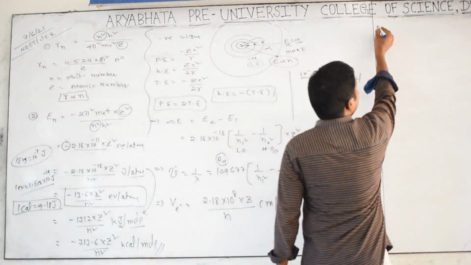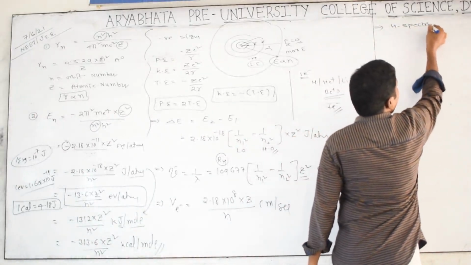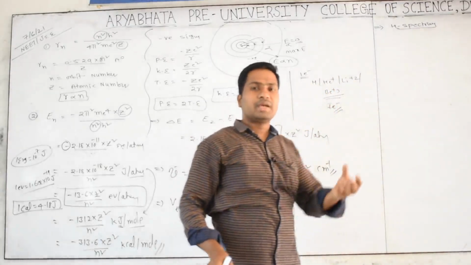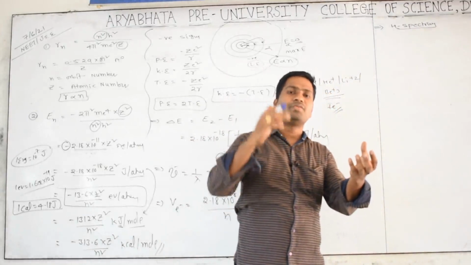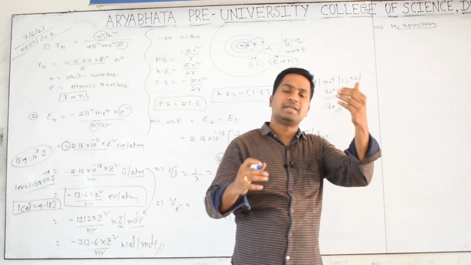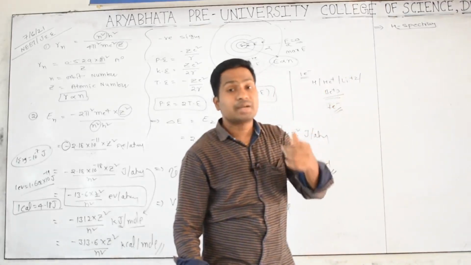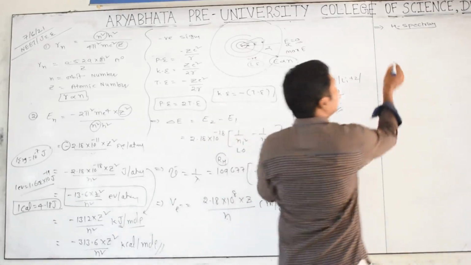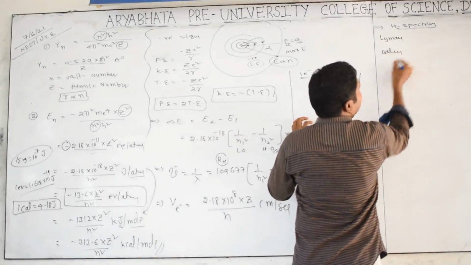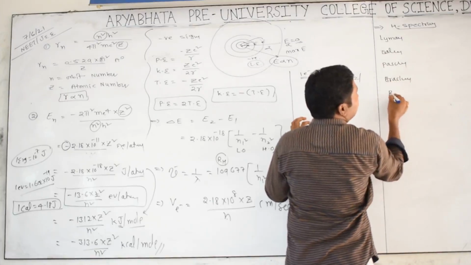Now we are going to some important things, the hydrogen spectrum. What is the hydrogen spectrum? If you take an atom, so many electrons will be there. When an electron jumps from one level to another, the electron falls down and while coming back it releases energy. The released energy comes out as light that we collect on a screen. That is called the hydrogen spectrum. The hydrogen spectrum is divided into 5 types: Lyman series, Balmer series, Paschen series, Brackett series, and Pfund series.